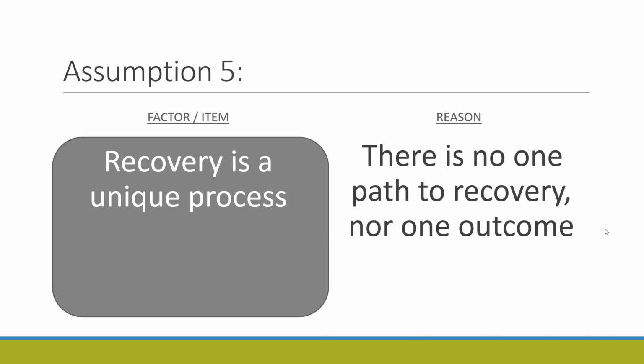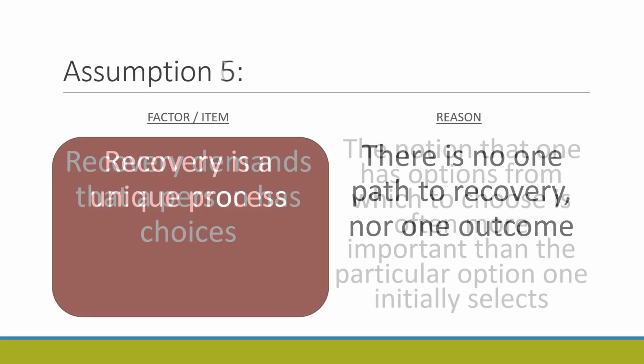Assumption 5. Recovery is a unique process for each individual person. There is no one path to recovery, nor one single outcome that everyone reaches or is even seeking to reach. People working in recovery have each their own path, and the people working with them, the professionals, must also help them on their own journey.